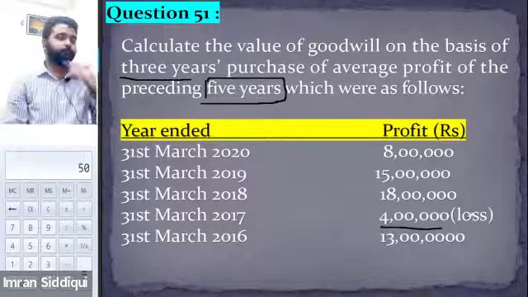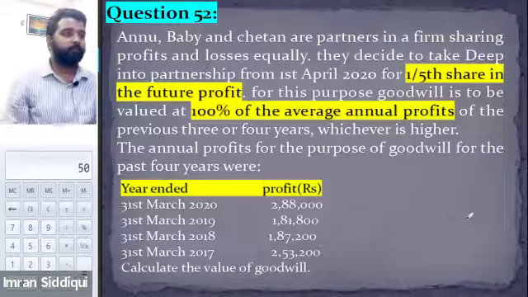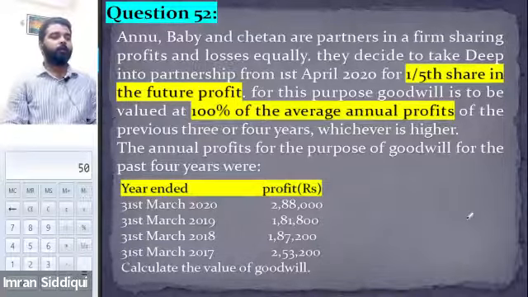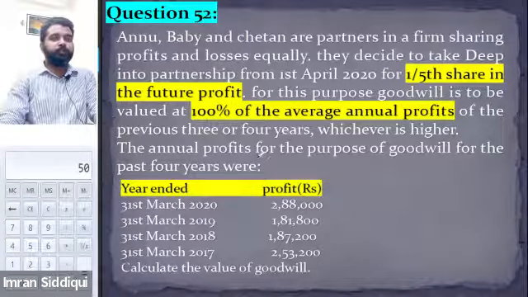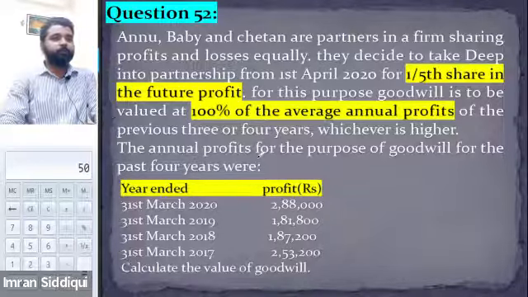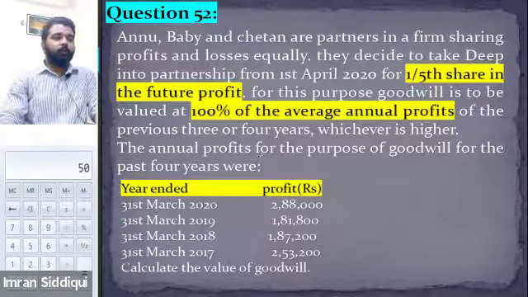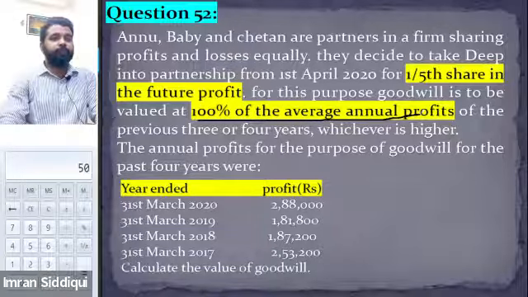Question number 51 we did; I gave you that for homework. Okay, now we will be discussing question number 52. This question says that Anu, Baby, and Chetan are partners in a firm, sharing profits and losses equally. They decided to take Deep into the partnership from 1st April 2020 for a 1/5 share in the future profit. For this purpose, goodwill is to be valued at 100% of the average annual profit.